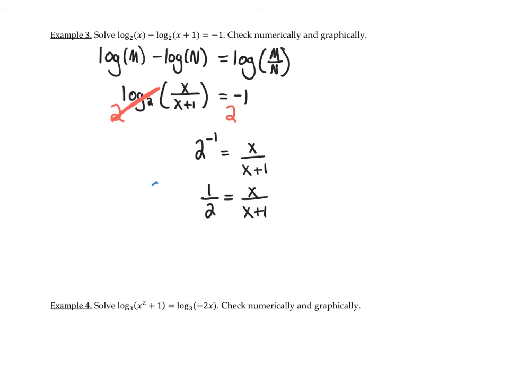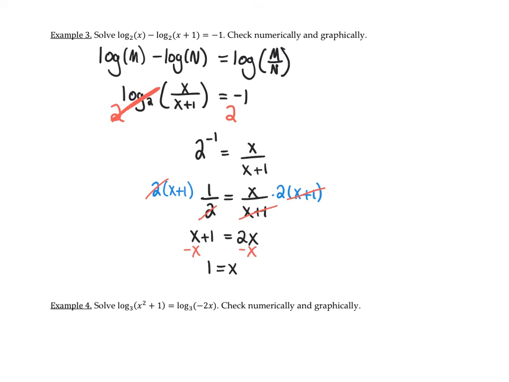This is a rational equation, so multiply both sides by the lowest common denominator and then cancel. So 2 cancels on that side and x plus 1 cancels, and I'm ending up with x plus 1 equals 2x. Simply subtract an x from both sides and you get 1 equals x.